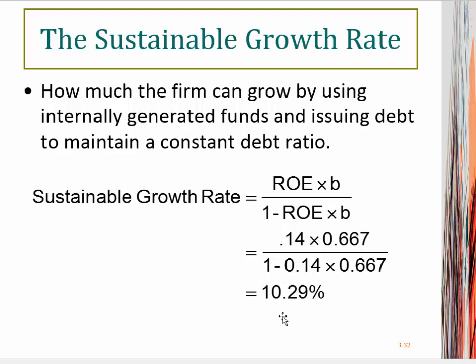So if we predicted that the company was going to grow by 12%, how would we finance that? Part of the financing would come from retained earnings. Part of the financing would come from the debt ratio from financing. But since 12% is more than 10.29%, that would require more money to buy the assets. So we would have to issue common stock.